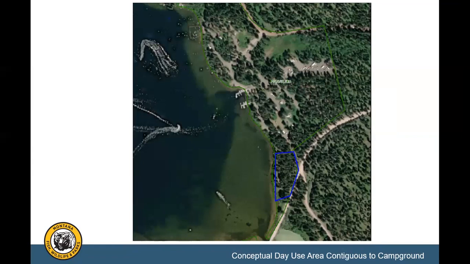So one of the things that we've talked about is the possibility here to relocate the day use area to within the existing footprint of the campground at Placid Lake State Park, or maybe the main part of Placid Lake State Park. So in that blue shaded area there, you can see that's undeveloped part of the park.